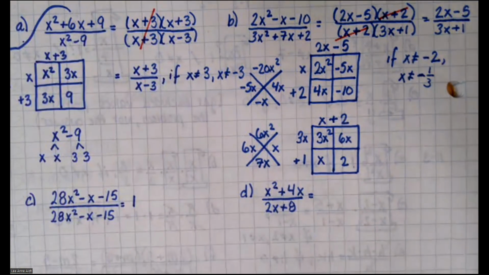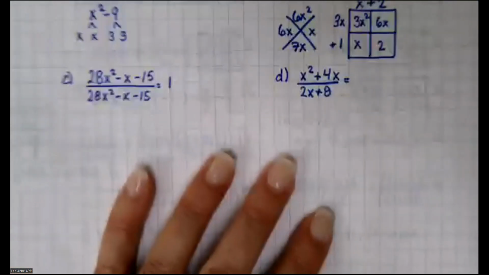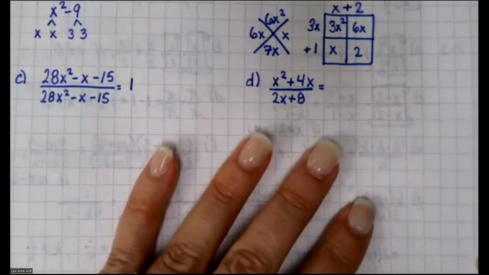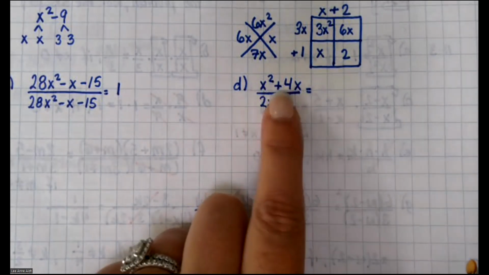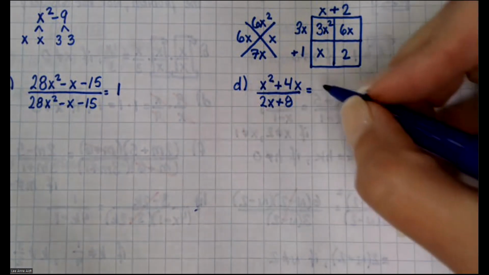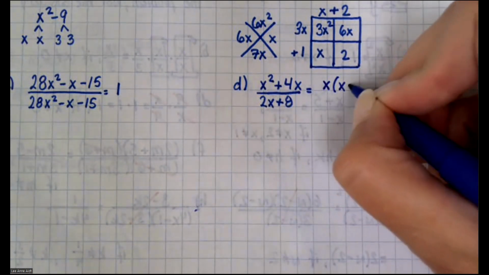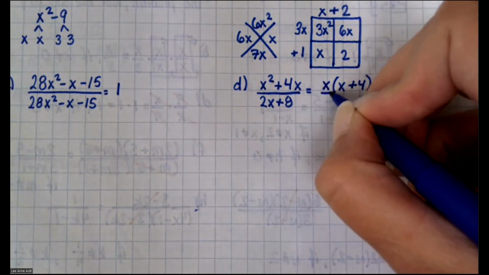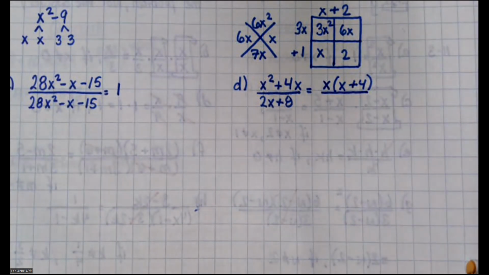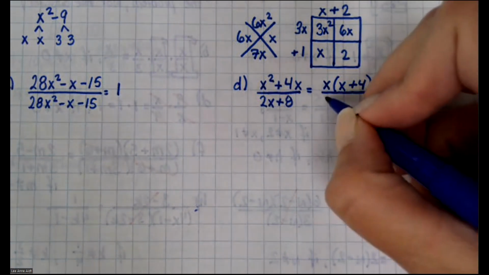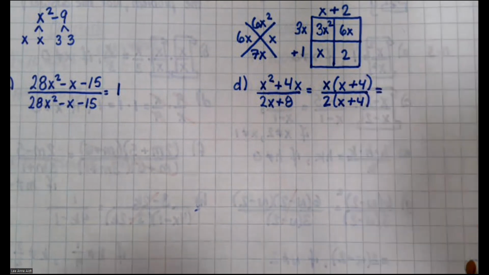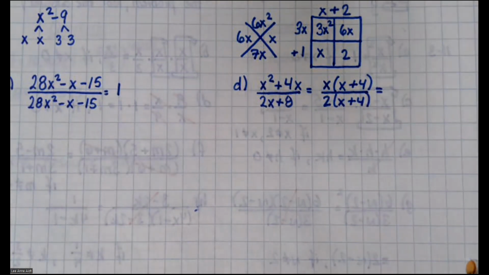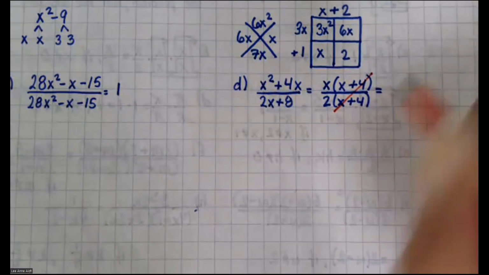Okay, last bit. This problem is to remind you that something exists called GCF. GCF is a thing that exists. What's the GCF of the top? x. What's the GCF of the bottom? 2. You spot a 1. Yes, great.